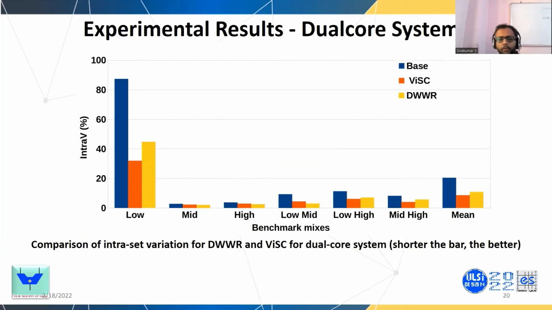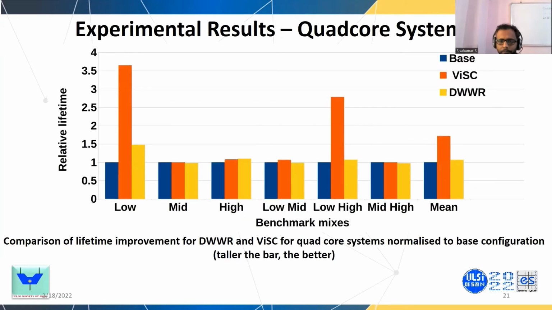In dual core also, we could achieve better performance in the case of intraset. We could actually cut down the intraset variation by a considerable value. In quad core systems, we ran different benchmarks on 4 different cores. For low, mid, and high, we ran 4 different benchmarks on 4 cores, and for low-mid and low-high combinations, we ran 2 benchmarks from low and 2 benchmarks from mid category on each core.